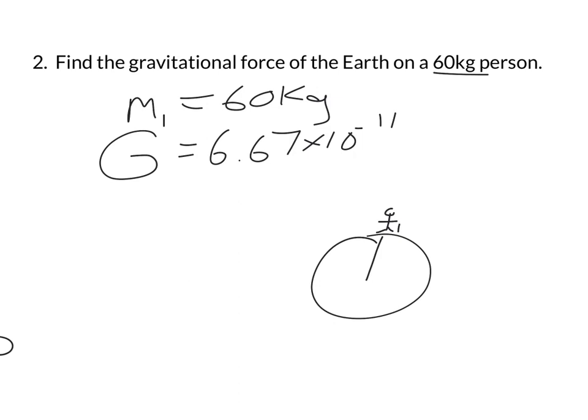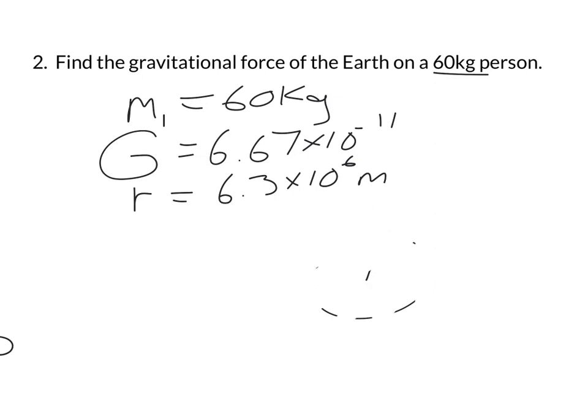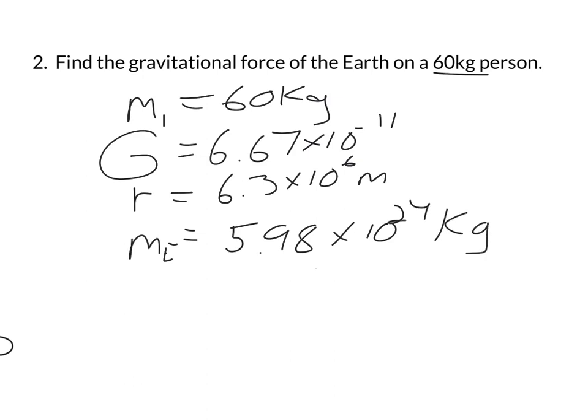If you don't happen to know the radius of the Earth, you could just Google it, but it is 6.3 times 10 to the 6th meters, about 6,000 kilometers. And then the mass of the Earth, again, you could just Google it. The mass of the Earth happens to be 5.98 times 10 to the 24th kilograms.